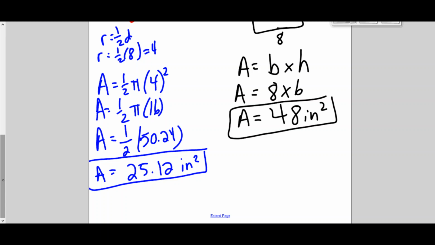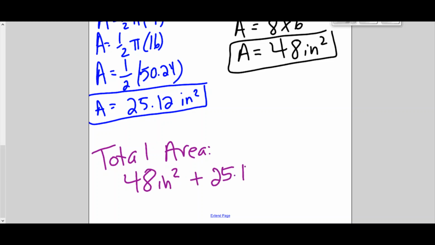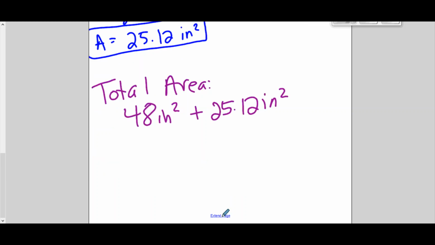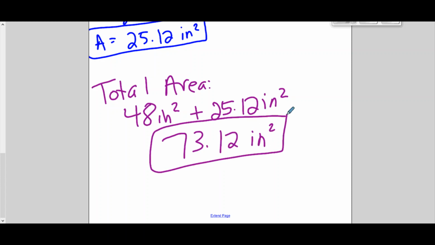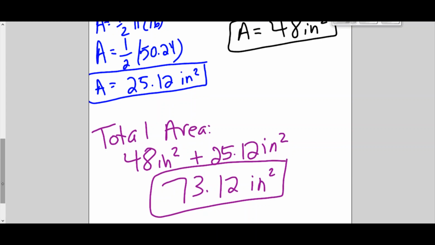So 48 plus 25.12. So the total area is 48 inches squared plus 25.12 inches squared, which gets me 73.12 inches squared. So that is the area of that complex figure. So this is the area of this.